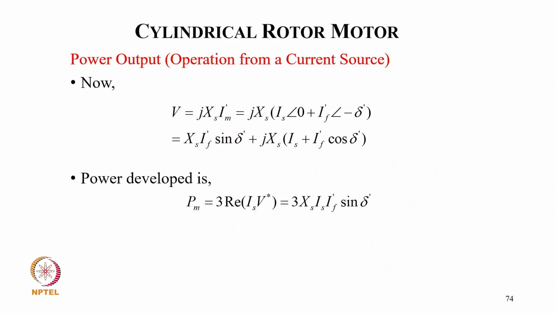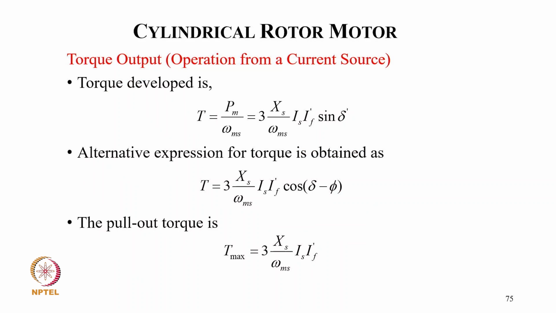So now V equal to JXS IM dash equal to JXS in bracket IS at angle 0 plus IF dash at the angle minus delta dash, and that is equal to XS IF dash sin delta plus JXS in bracket IS plus IF dash cos delta. And power developed PM equal to 3 real part of IS V star, that is equal to 3 XS IS IF dash sin delta, and torque developed T equal to PM upon omega ms, that is 3 XS upon omega ms IS IF dash sin delta dash.